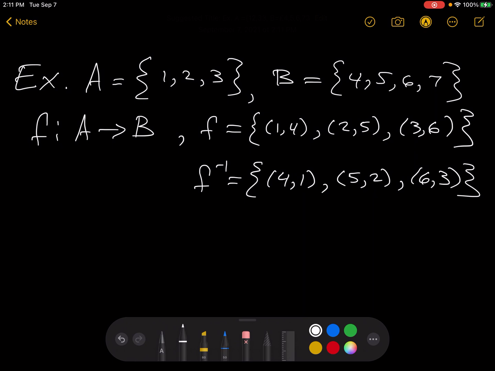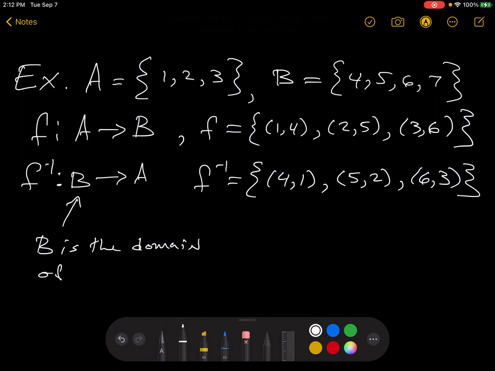And now remember that the inverse relation, f inverse, is from B to A. And also remember that a function must use all of the domain. So B is the domain of f inverse. And not all of the domain gets used, right? The domain has 7 in it. And f inverse doesn't use all of the domain. So f inverse is not a function.